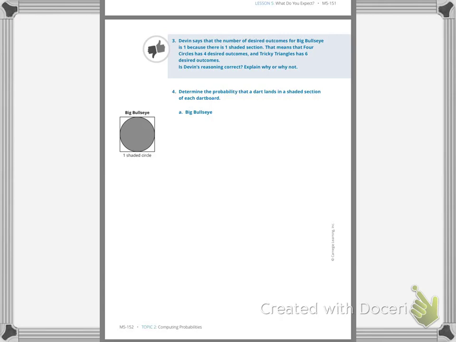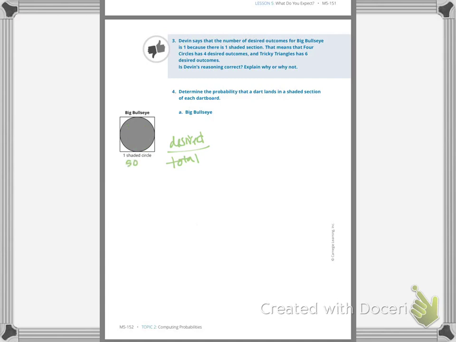Okay, so we're going to skip Devin's response and go into this. It says determine the probability that a dart lands in a shaded section of each dartboard. Remember, probability is a fraction. So when we represent these, we have our desired, or what we are choosing, so my shaded section in this one, over my total shape. So it's still what we're choosing over our total, like we do every single time, but now we're just using area equations. Well, my desired shape in this one is my circle, because I want to hit inside this circle.